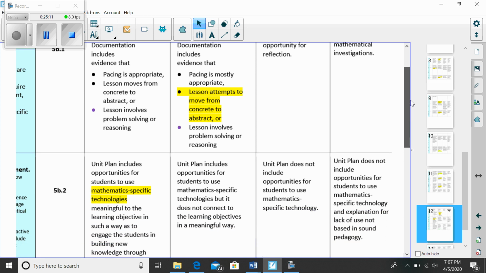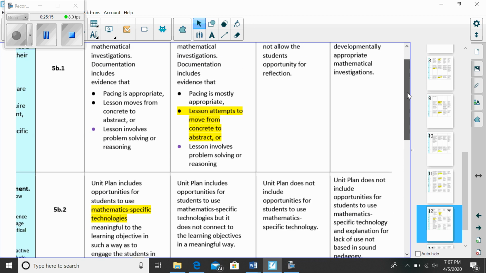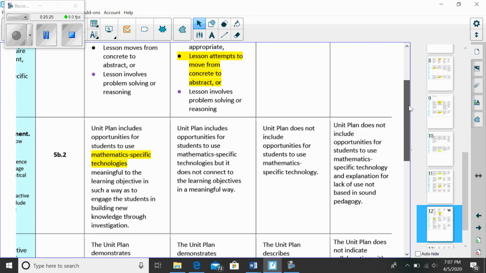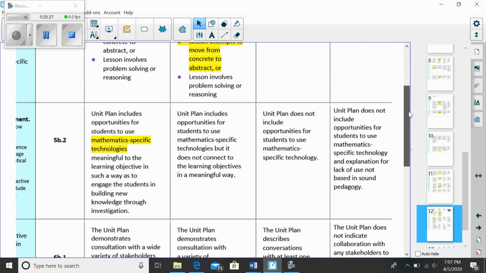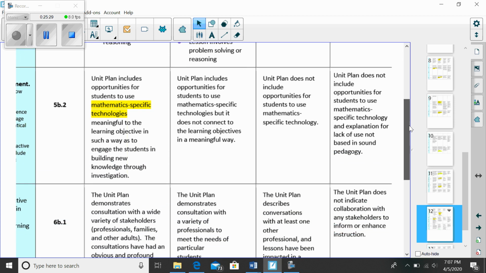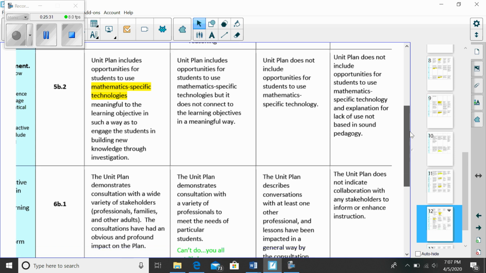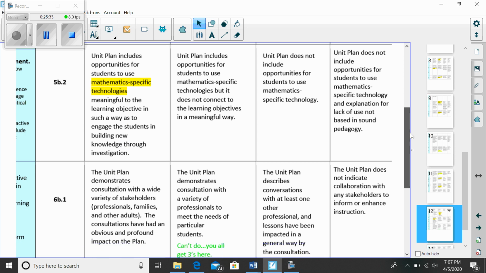Moving from concrete to abstract, I feel like we've talked a lot about that. This is dealing with appropriate pacing, right? Like scaffolding. This line's hard because there's so much in the line. To be honest with you, sometimes I don't even know how to interpret the rubric when there's too much happening in one line. So we've talked about math-specific technology.